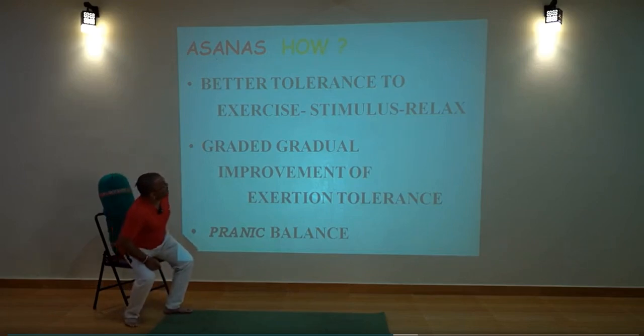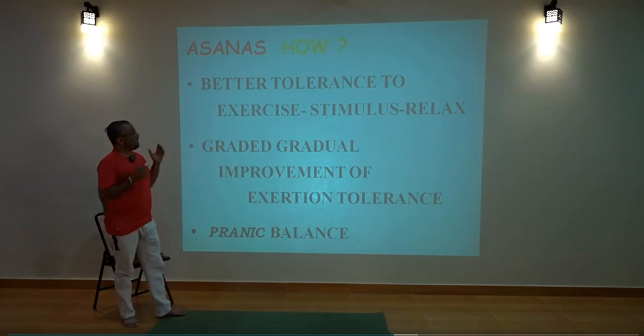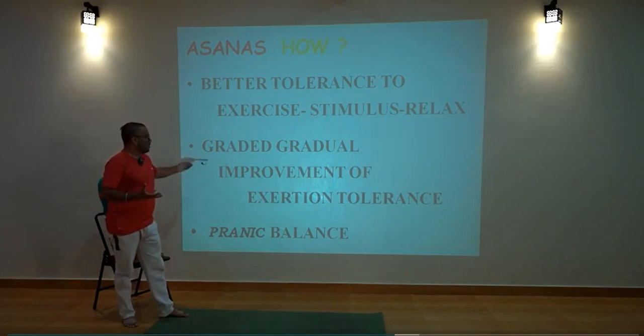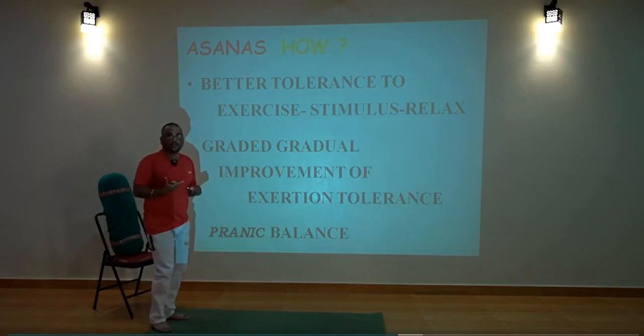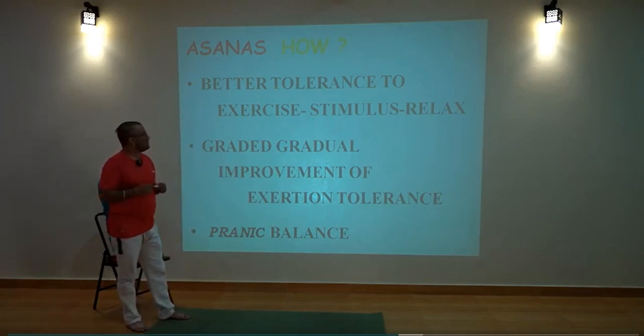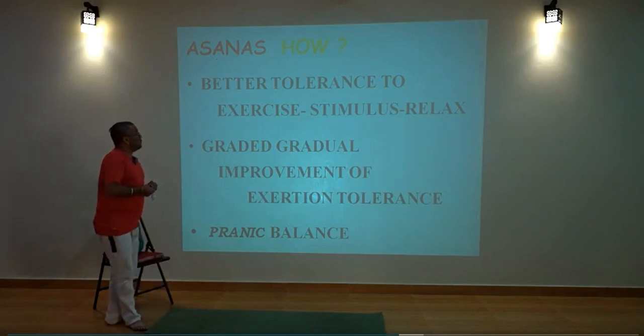asanas, then better tolerance to exercise. It increases your tolerance to exercise. Stimulus, relax. Graded, gradual improvement of exertion tolerance. The body is prepared, so at the time of exertion it can cope easily. And it ultimately leads to your pranic balance. That's why we say keep moving, keep breathing. So both the physical body and the physiological body come into balance. Next slide, if we go through.